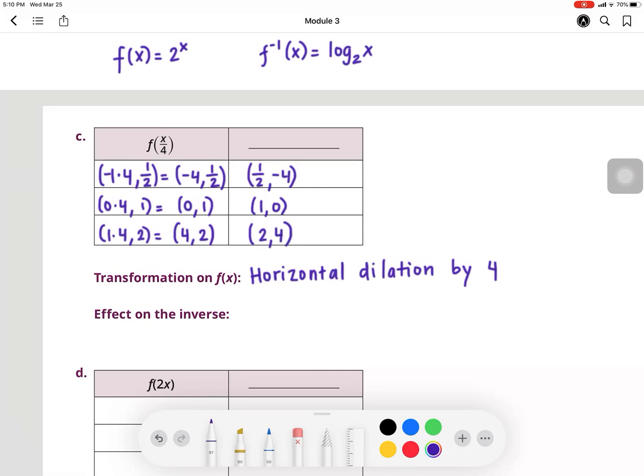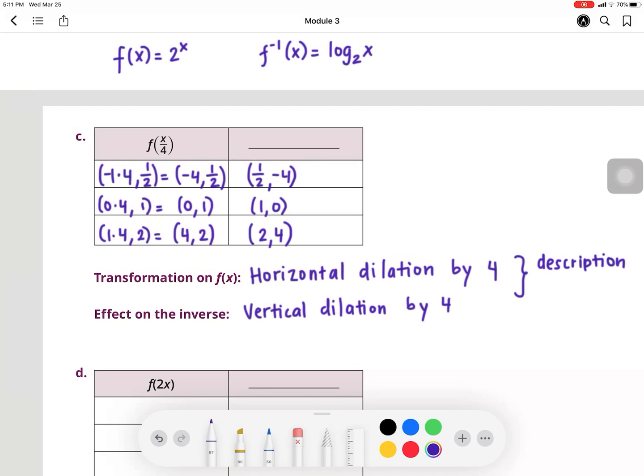Now what is its effect on the inverse? You need to think the opposite. So instead of horizontal, it's going to be now a vertical dilation. It's still going to be by a factor of 4. This is in the description. In the description, the factor does not change.